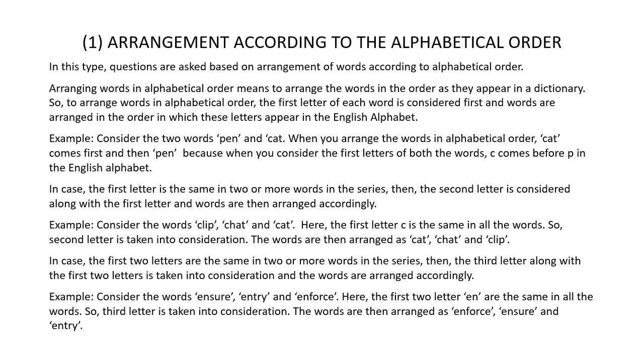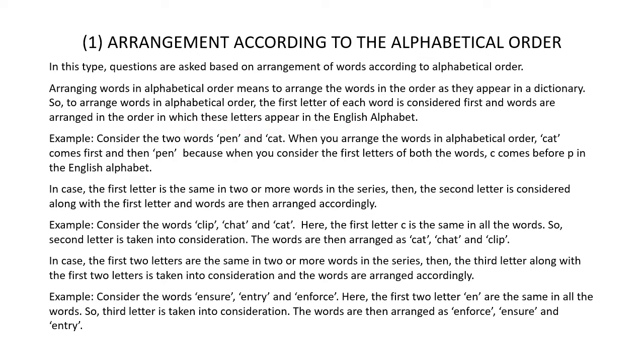Let's understand how to solve questions based on arrangement according to the alphabetical order. In this type, questions are asked based on arrangement of words according to alphabetical order. Arranging words in alphabetical order means to arrange the words in the order as they appear in the dictionary. So, to arrange words in alphabetical order, the first letter of each word is considered first, and words are arranged in the order in which these letters appear in the English alphabet.